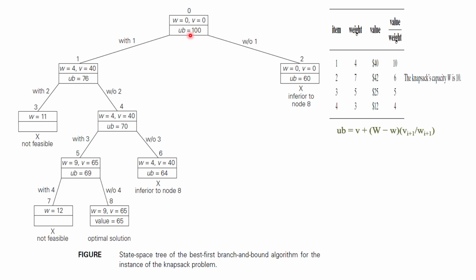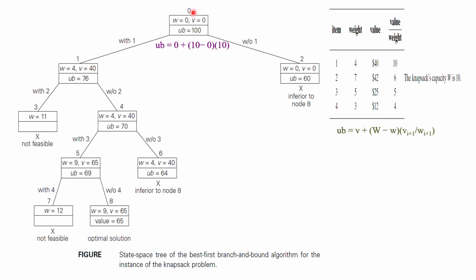So now first I have to find the UB here. For finding the UB, what is the equation? V, where V means the value of the items. At present, no items are included in the knapsack, so it is 0. You substitute that value here, plus W, that is the capacity of the knapsack, that is 10 now, minus small w, the weight of the items. At present you have not included any item, that's why it is 0, into V of i plus 1 divided by w of i plus 1. So what is the i value now?